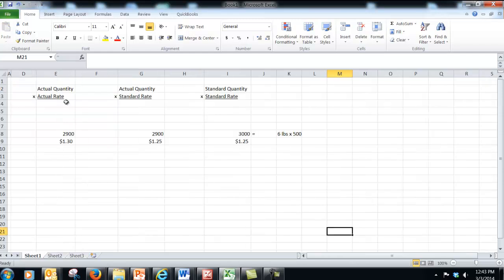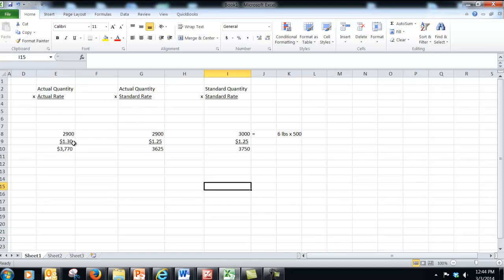Okay, so for this first one, let me show you a little chart I've set up here, and this will hopefully help you out. The first thing we need to figure out is the price variance. The price variance is going to be the difference between the actual quantity times the actual rate and the actual quantity times the standard rate. And the difference between these two over here is going to be the quantity variance. So we take the standard quantity times the standard rate, and we look at the difference of that and the actual quantity times the standard rate.